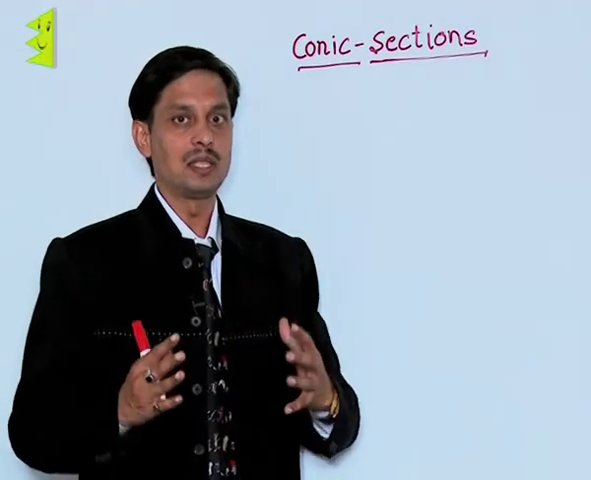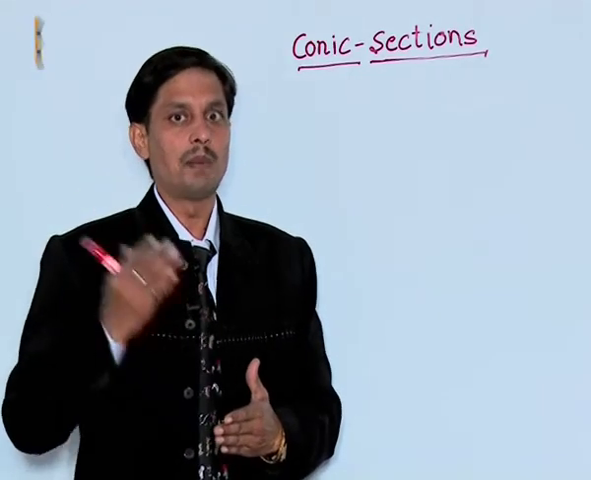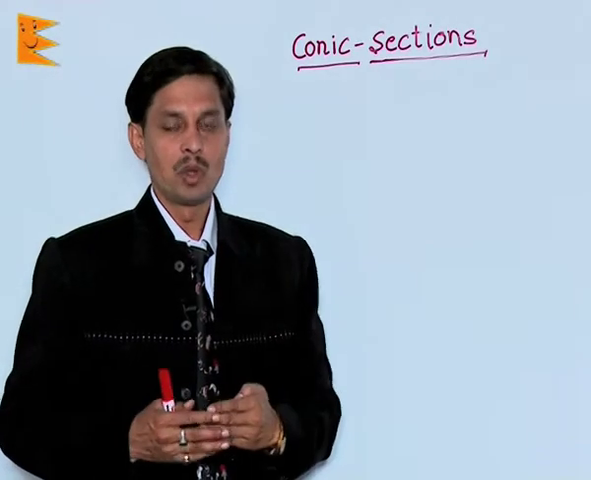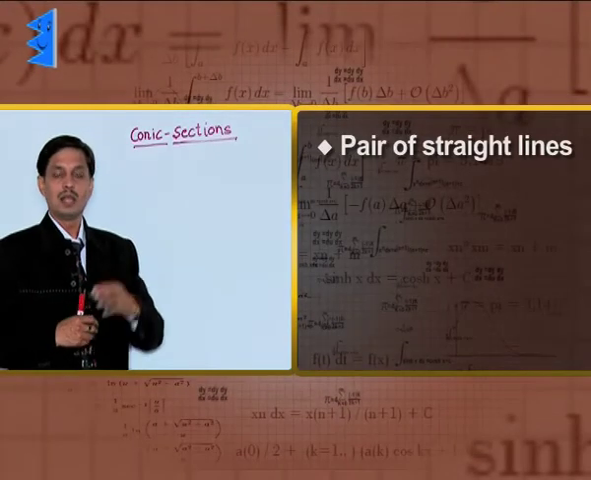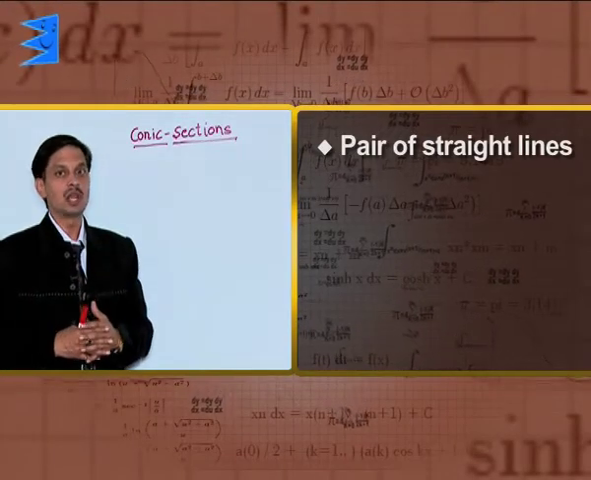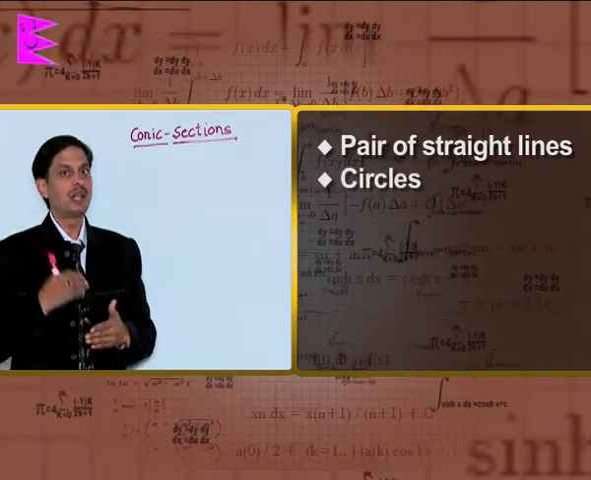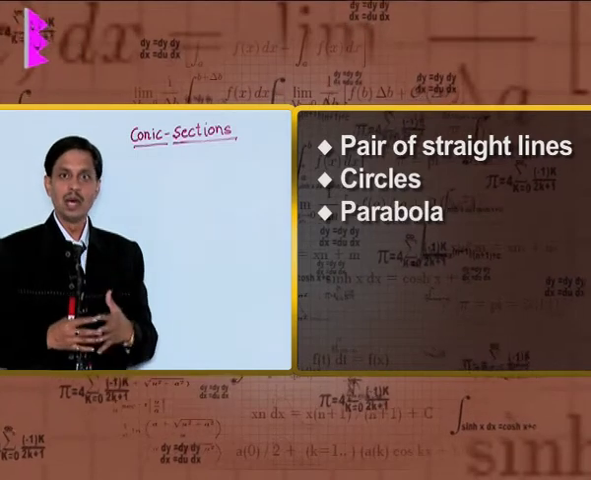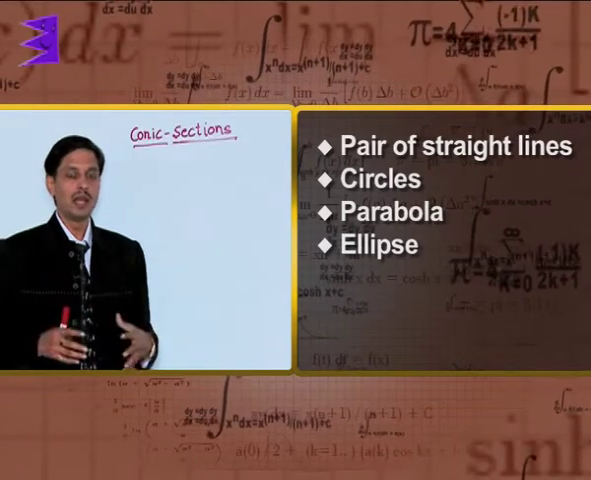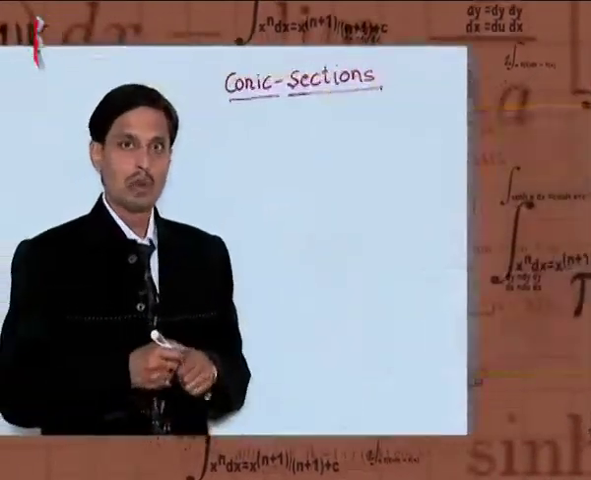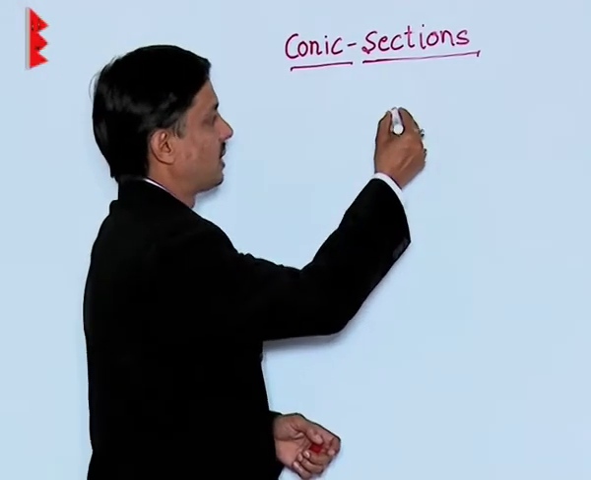And which sections can be obtained by cutting a double cone by a plane? There are 5 sections that can be formed. One of the sections is named a pair of straight lines, another is the circle, next it may form the parabola, then the fourth one it may be the ellipse, and finally it may be the hyperbola. So my purpose is to introduce you to the conic section.